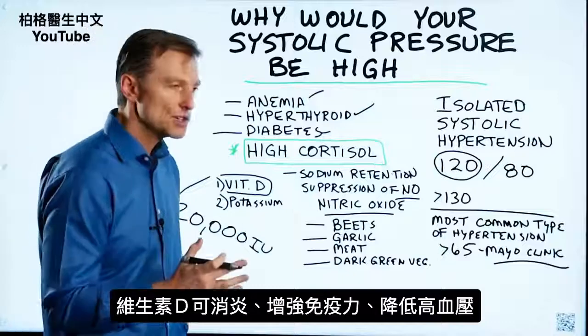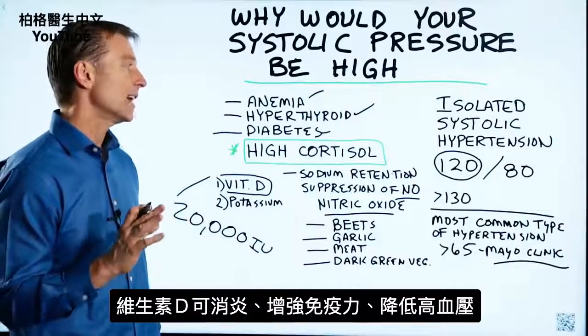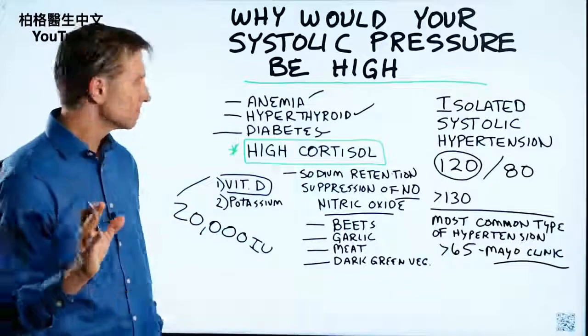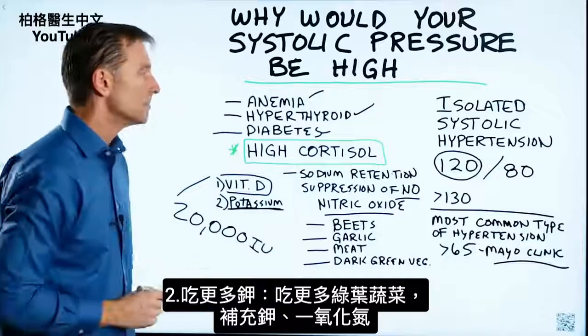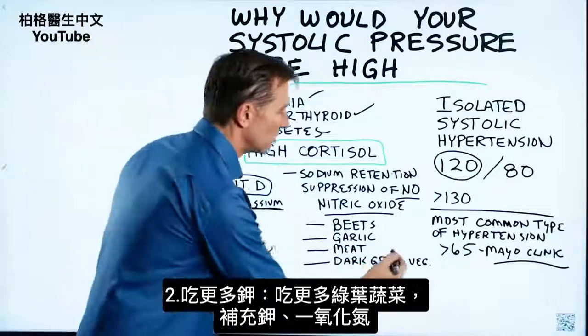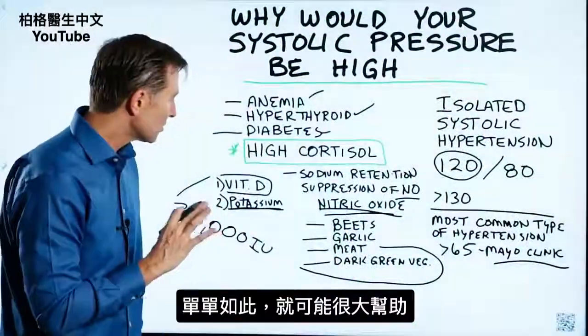It gets rid of inflammation. It's really helpful in autoimmune conditions, but it's definitely helpful in hypertension. The other thing that I would recommend is start taking potassium and start consuming more leafy greens to get more potassium and nitric oxide. I think that alone might greatly help you.